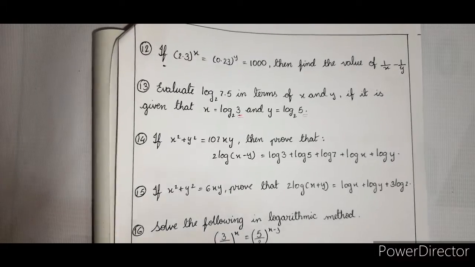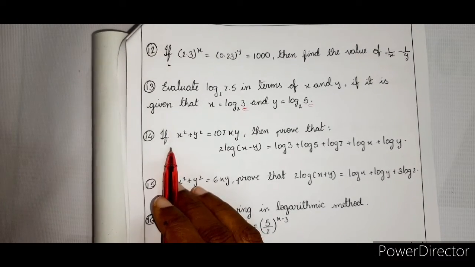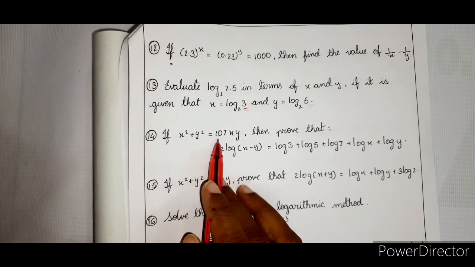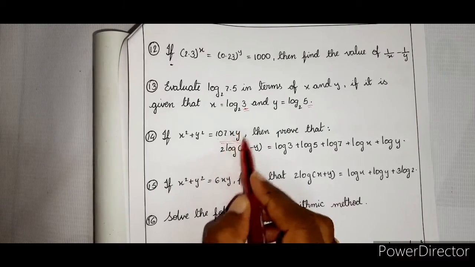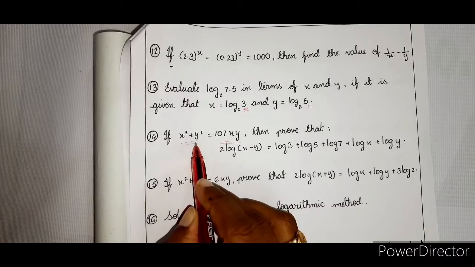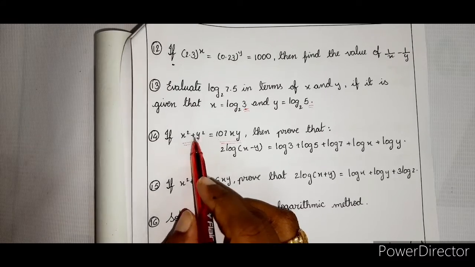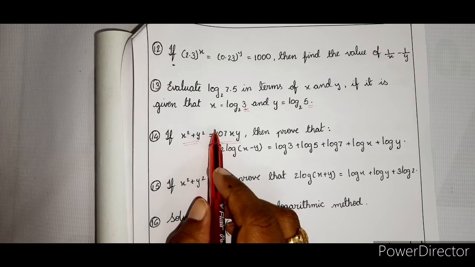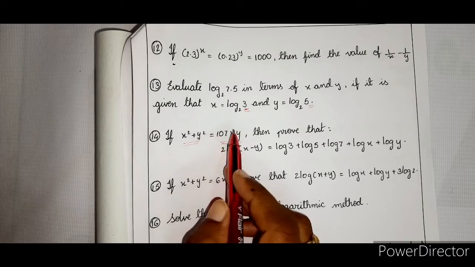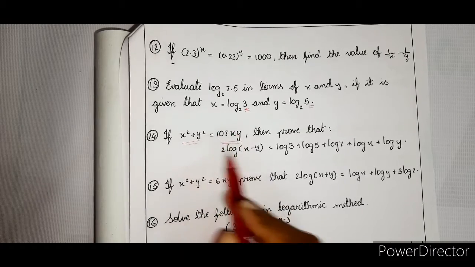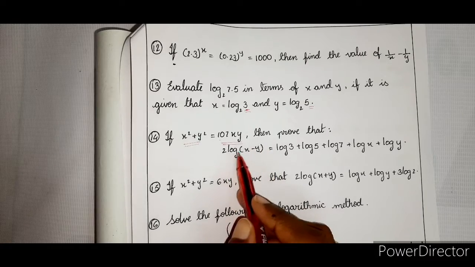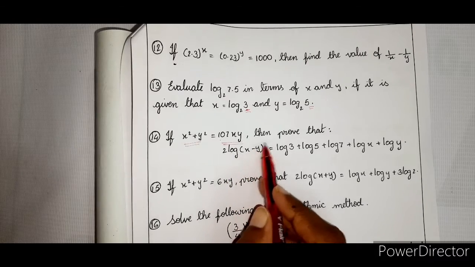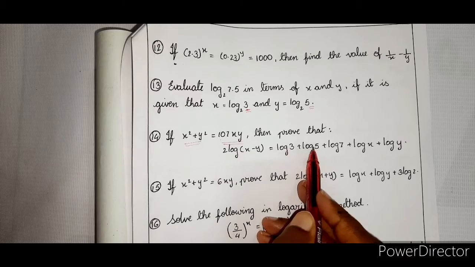Now let us see the next problem. The 14th one: if x square plus y square is equal to 107xy. Yesterday also we discussed it. If you have the xy term as well as x square and y square terms, it can be the x plus y whole square or x minus y whole square concept. And the hint is here: it is given as 2 log of x minus y, which means x minus y whole square. If you take that, you can solve the problem.